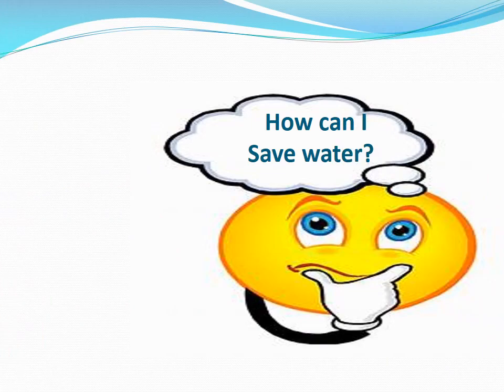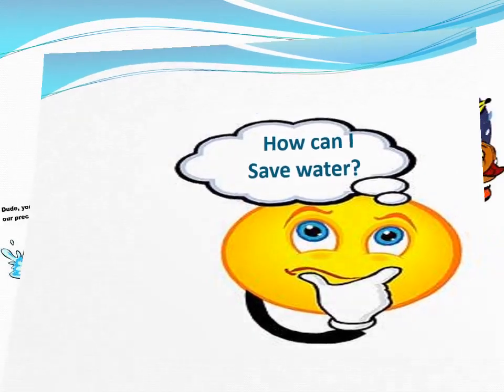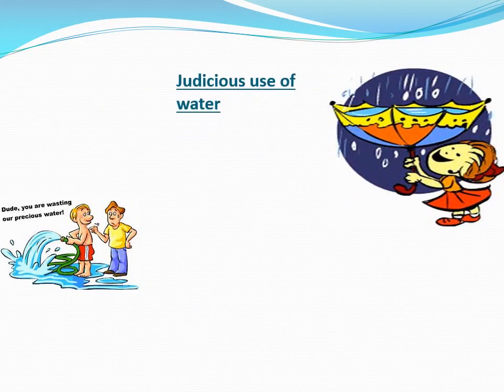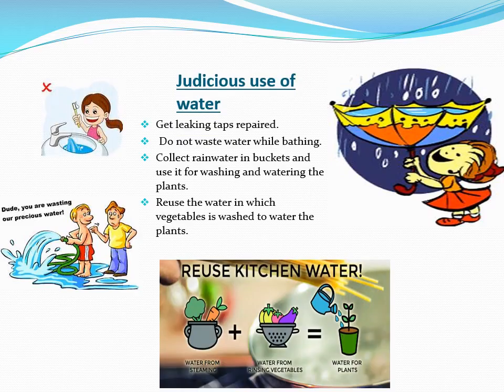Can't we do anything to save water from getting dirty? Yes, we can do a few little things at our home. If any tap in your house is leaking, you should get it repaired as soon as possible. In this way also, you can save water.